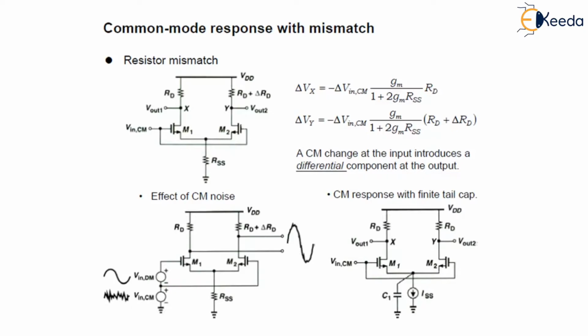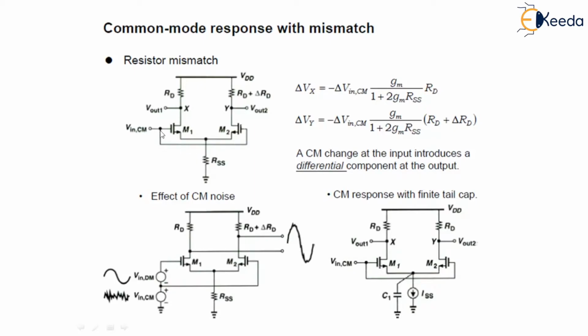Suppose, as shown in the figure, resistance RD1 is equal to RD, and resistance RD2 is equal to RD plus del RD, where del RD denotes the small mismatch and the circuit is otherwise symmetric. To show the asymmetry in the circuit, we have taken this resistance as RD and this resistance as RD plus del RD. We have also assumed that lambda and gamma are equal to 0, that is, channel length modulation and body effect are 0 for M1 and M2, and M1 and M2 act as source followers.